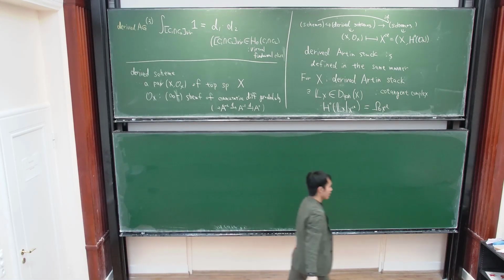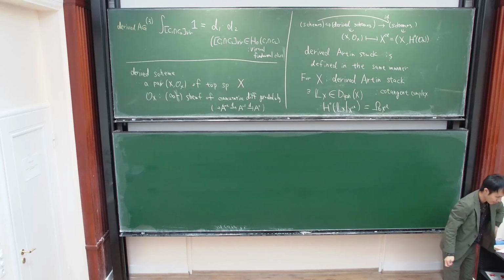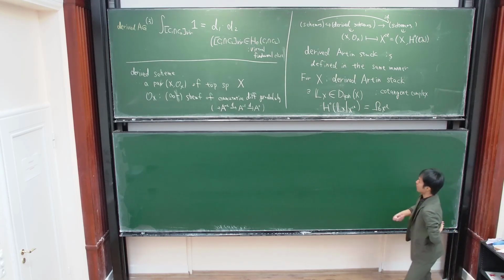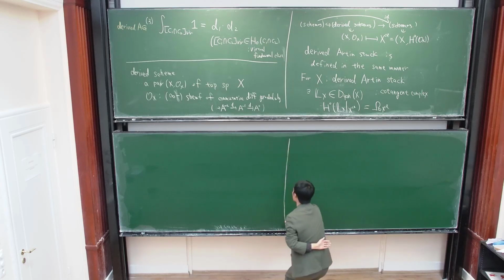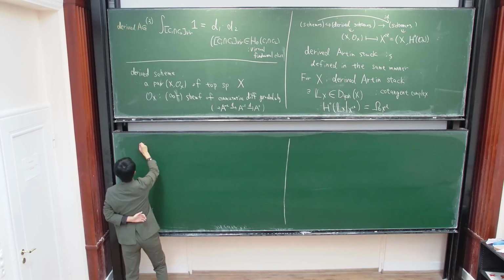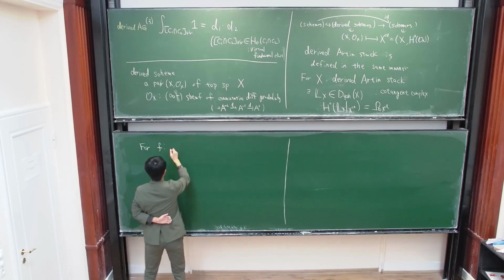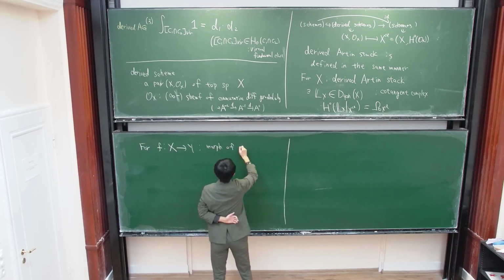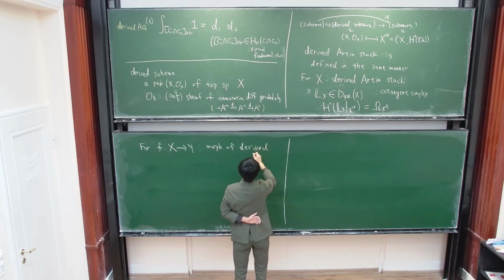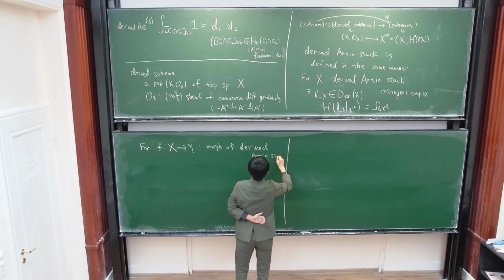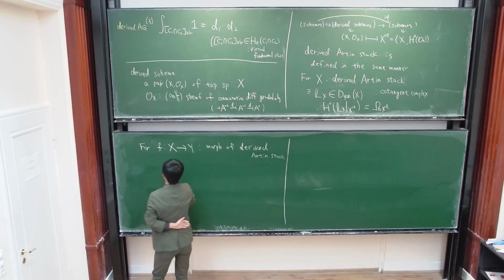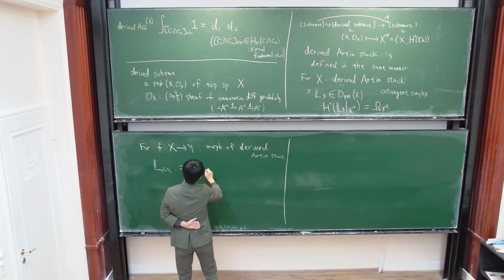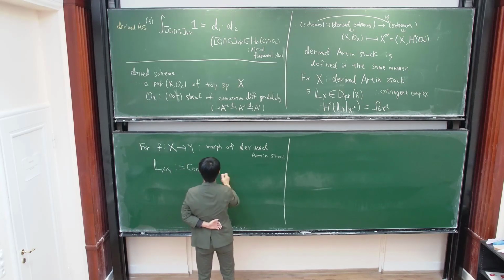Okay, so yeah, we have defined the cotangent complex, and so we have a relative version of the cotangent complex. For a morphism between derived stacks, we define the relative cotangent complex to be the cone of the canonically defined map between cotangent complexes.